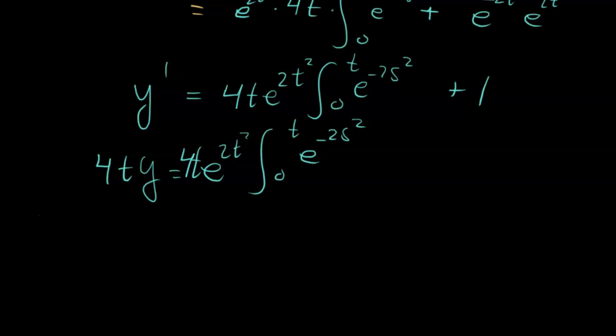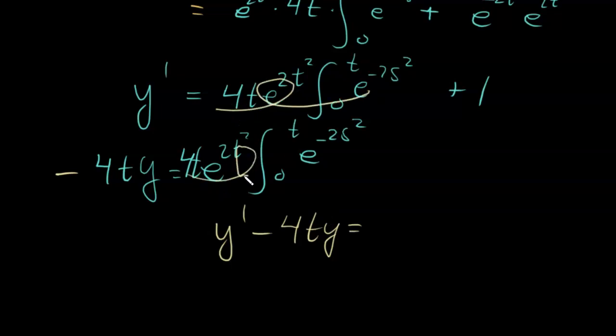So with these two equations, we can see when we subtract the bottom equation from the top, we can say that y prime minus 4ty is equal to, well, this whole mess is identical, so that goes away. So that would be just equal to 1, which is what we wanted to prove.